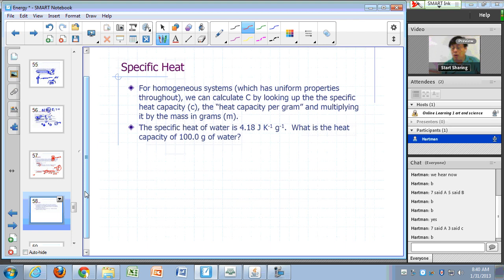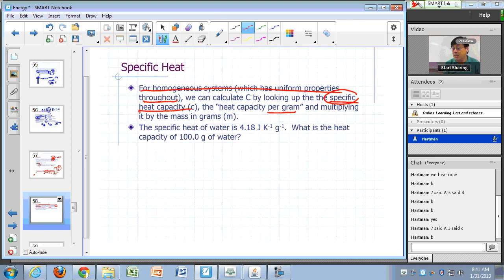Now, for homogeneous systems, that means it has uniform properties throughout. Everywhere you look, any sample of the system would look just like the others, would have the same properties. We can calculate C by looking up the specific heat capacity. Anytime you have the word specific in front of a quantity, that means per gram. So when you say specific heat capacity, that means heat capacity per gram.